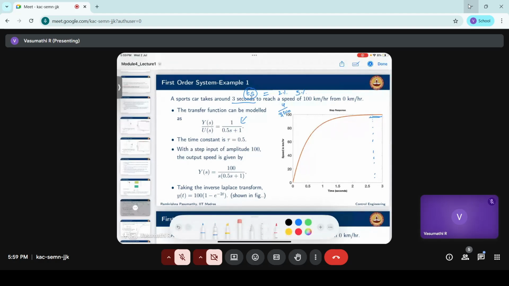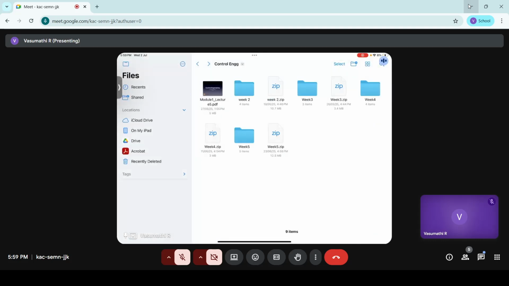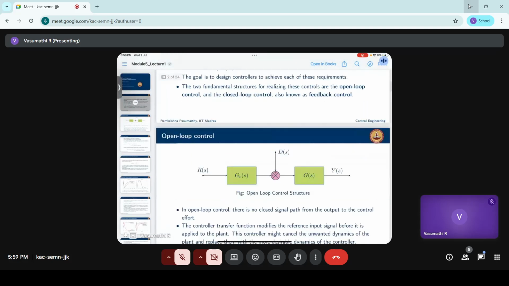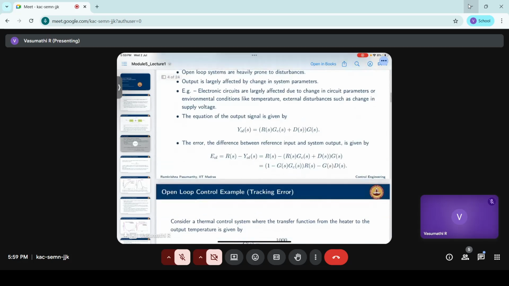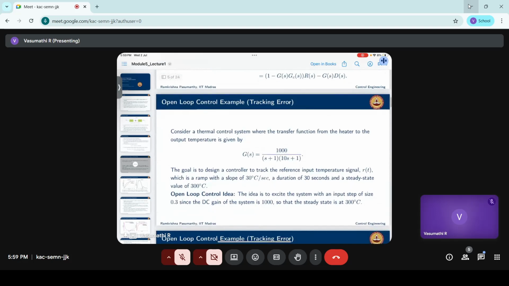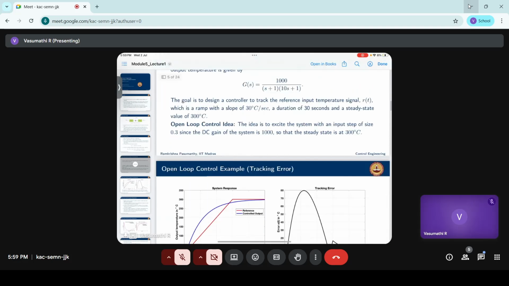One more doubt in week 5, lecture 1, fifth slide. Here it is written that the ramp has a slope of 30 degrees Celsius per second. Isn't it 10 degrees Celsius per second in the figure, if we see? Isn't it 10?